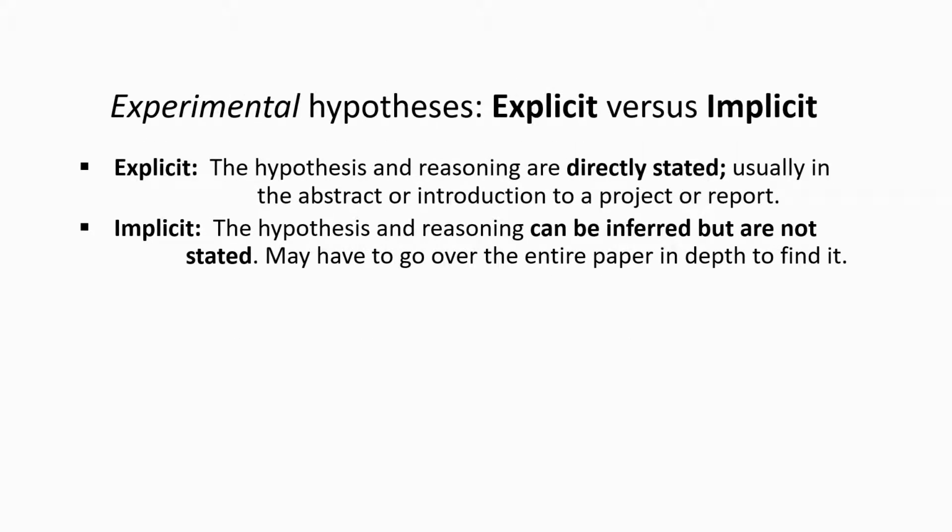Now we come to experimental implicit hypotheses, and we'll compare them with explicit hypotheses. In the explicit case, the hypothesis and reasoning are directly stated. Usually they're easy to find and appear in the abstract or the introduction of a project or report. The implicit hypothesis, however, can be harder to find. The hypothesis and the reasoning here can be inferred but are not directly stated, and you may have to go over the entire paper in depth to figure out what it is.